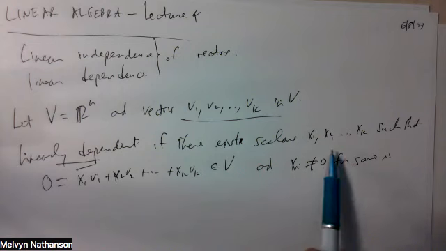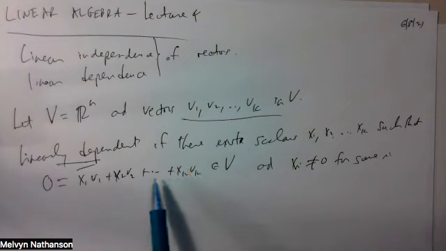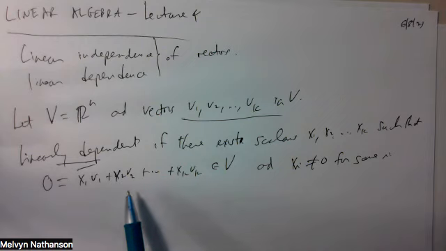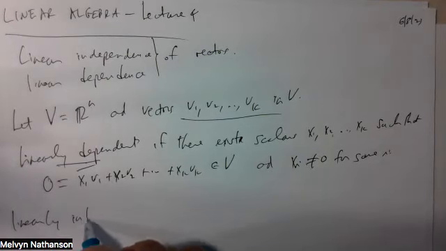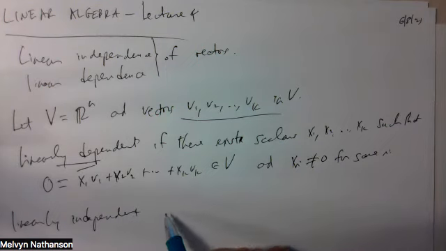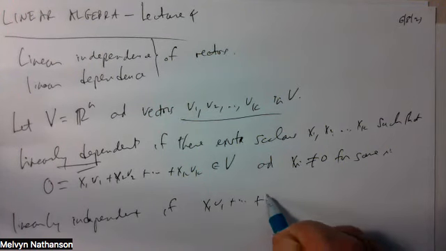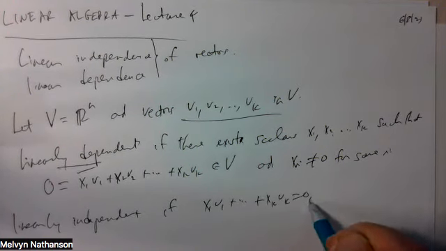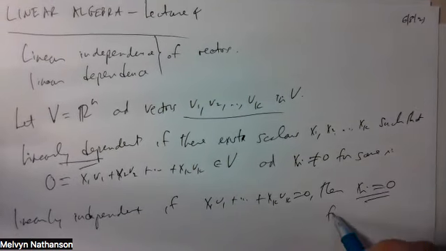So if you have a finite set of vectors, or finite sequence of vectors, and some linear combination of them is zero, where not all of the coefficients are zero, those vectors are called linearly dependent. And the vectors are called linearly independent if they're not linearly dependent, or if whenever you have x1 v1 plus up to xk vk equals 0, then necessarily every coefficient is 0.